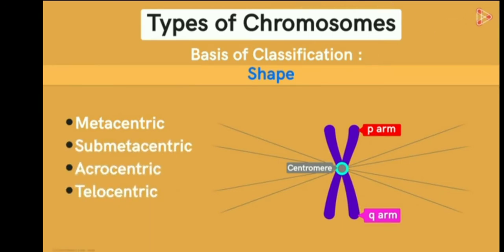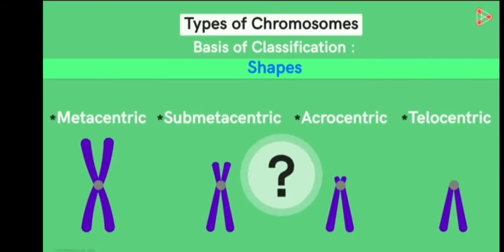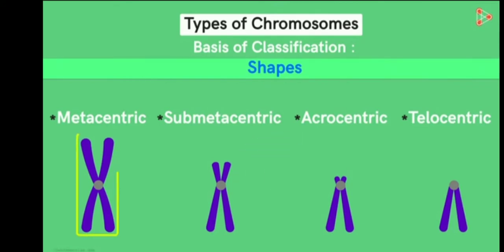Based on the position of the centromere, chromosomes can be of four types: metacentric, submetacentric, acrocentric, and telocentric. Let us see the metacentric. In the metacentric, the position of the centromere is in the middle of the chromatids, so it divides the P arm and Q arm equally. In case of a submetacentric chromosome, the position of the centromere is slightly above the middle point. It divides the P arm, that is the smaller, and the Q arm, the larger one.